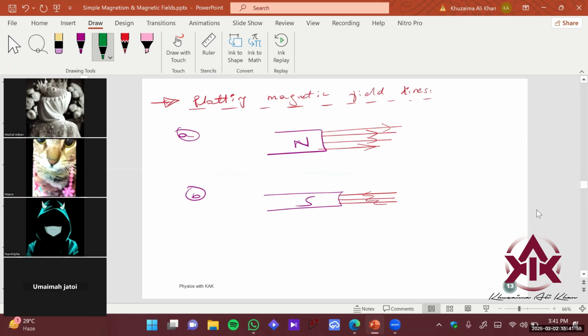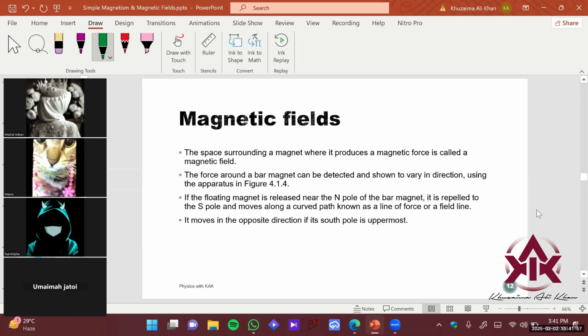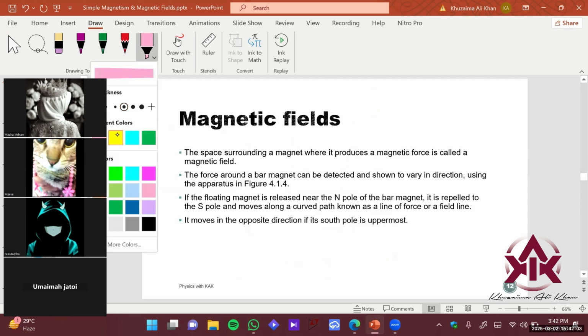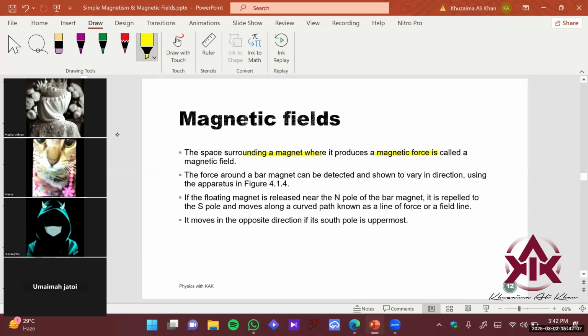So there's a bit of confusion on detecting magnets. Let me summarize this content here, which we missed. The space surrounding a magnet where it produces a magnetic force is called a magnetic field.